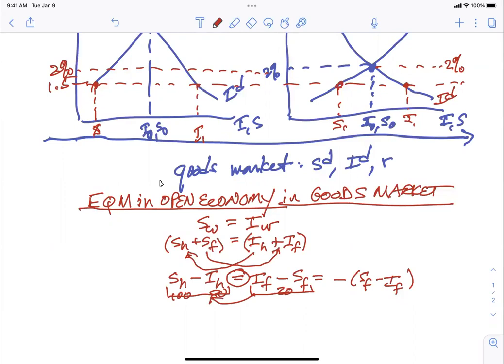If those two aren't equal, then saving in the world is not equal to investment in the world.